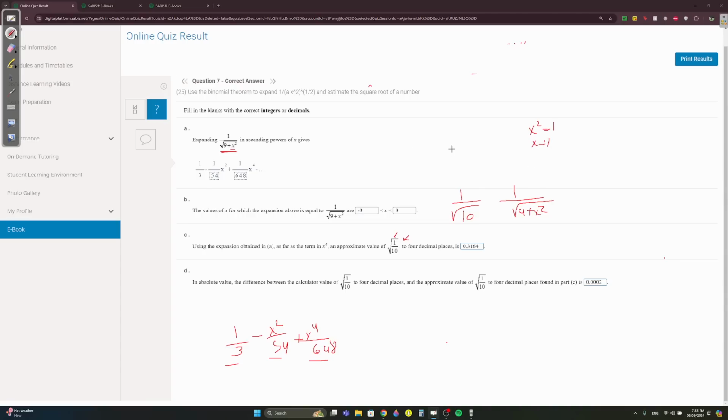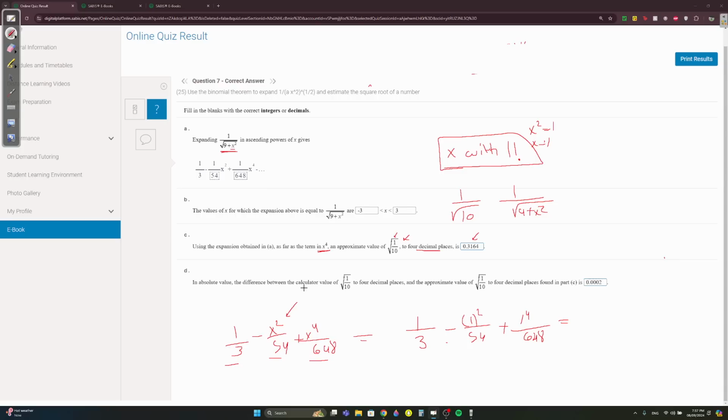So I have to substitute x with 1, right? Now I know what I'm going to substitute x with, because I wanted to get 10. Can't I just substitute x with 1 here? They said as far as x to the power 4, right? We can. So it's going to be 1 over 3 minus 1 squared over 54 plus 1 to the power 4 over 648. And you're going to get to 4 decimal places, 0.3164.